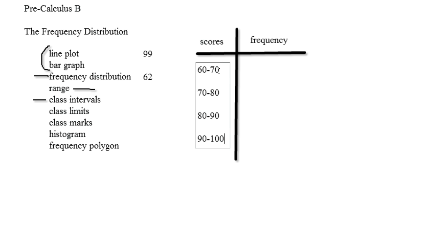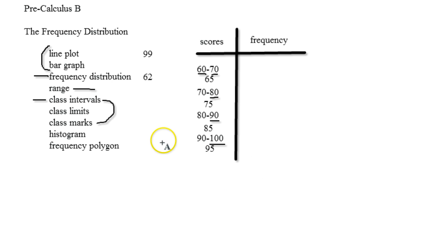Or you could do it by fives. It's up to you. It depends on how spread out everything is. Okay, and just work with it. So the class intervals are just going to be the limits of these ones right here. Now the class limits would actually be these numbers: the 60, the 70, the 80, the 90, the 100. Those would be all the limits. Now the class marks are going to be pretty much the same as the class intervals, except they're actually the halfway point. So the class mark would be about 65 for this group. It'd be 75 for this group, 85, and 95.